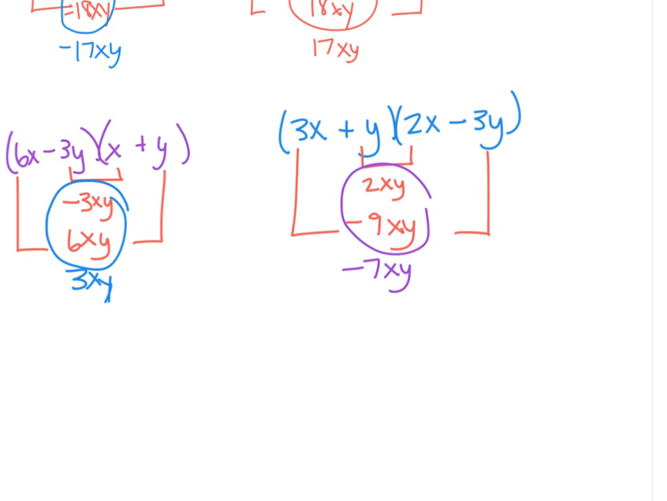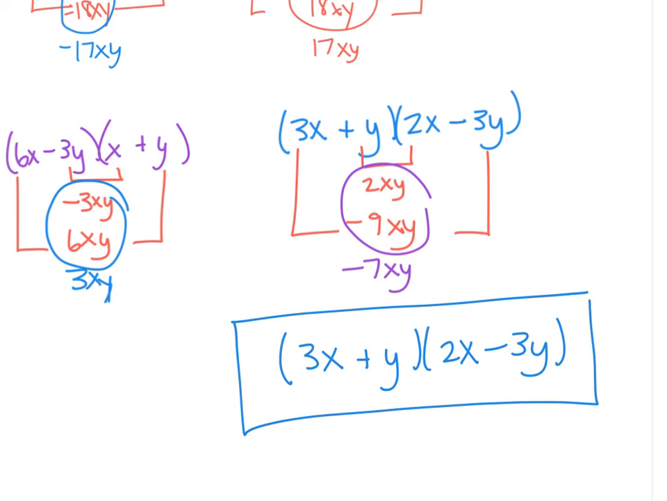So our final answer, we finally got it, is 3x plus y times 2x minus 3y. And we're done.